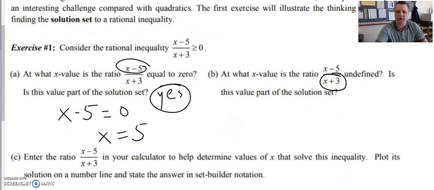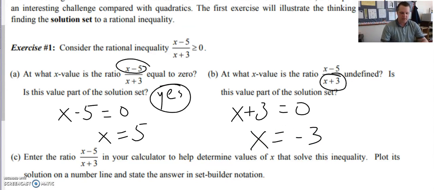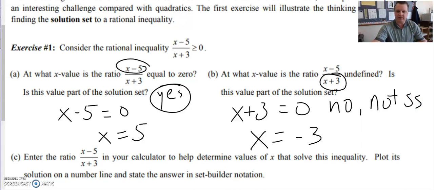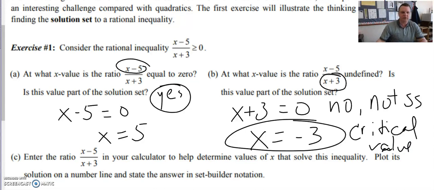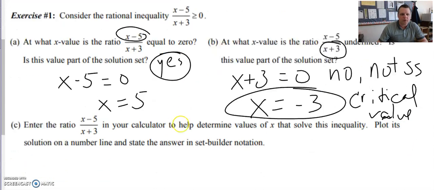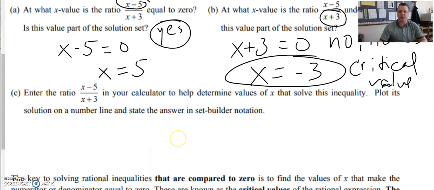There's your undefined right here. So x plus 3 equals 0. We talked about that in the last section, whenever the denominator equals a 0. So at x equals negative 3, it is undefined, so it is not part of the solution set. This x equals negative 3 is also called a critical value, which will come into play later on in this section of notes. Enter the ratio in your calculator, help determine the values of x that solve.